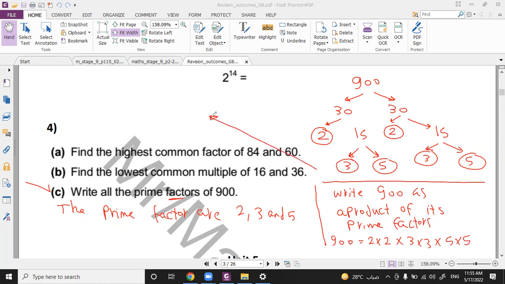When it comes to writing it in the index form, we can write 900 as, I have 2 2's, so 2 to the power of 2, times, I have 2 3's, so 3 to the power of 2, and I have 2 5's, so 5 to the power of 2. This is called the index form. So you might be asked 3 questions. The first one, the prime factors, just write them. You might be asked about the product of its prime factors. And you must be asked about the index form.